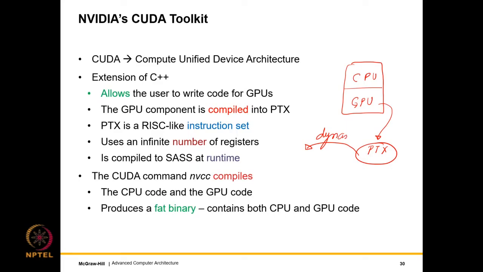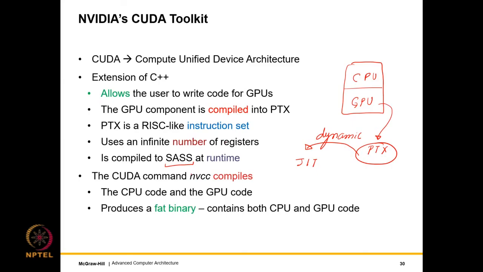Dynamically, at runtime, we have a JIT compiler. JIT means just in time, which means that whenever there is a requirement, the code is compiled to a binary known as shader assembly, or SASS. This is specific to a GPU. Every GPU has its own low-level instruction set, which is SASS. So the dynamic PTX to SASS conversion happens at runtime.